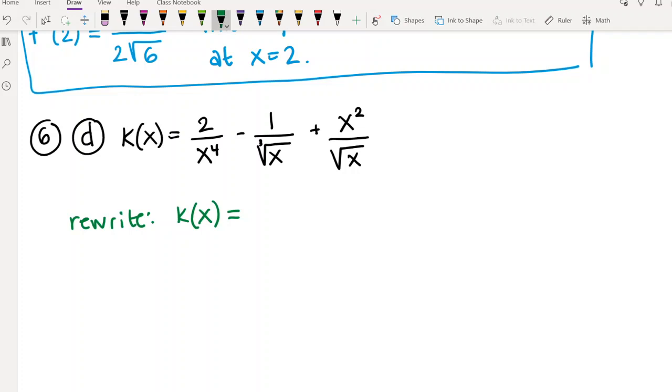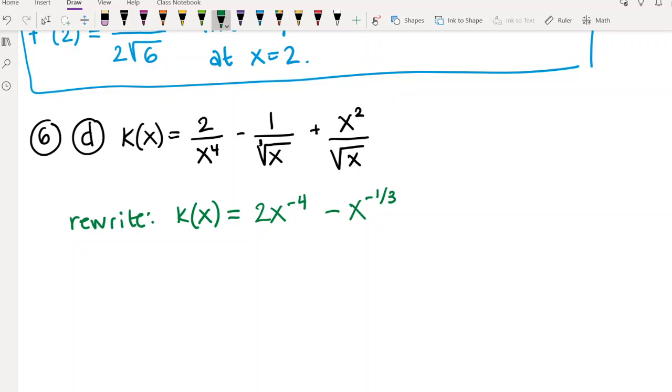So how can we rewrite this first part? Well, if we're dividing by x to the fourth, that's the same thing as 2x to the negative 4. And then this next part, we have 1 over the cube root of x. So cube root of x would be x to the 1/3. So this is going to be x to the negative 1/3.